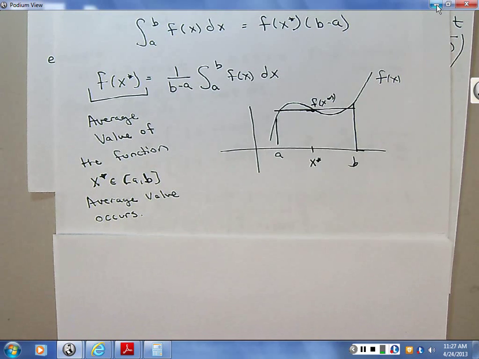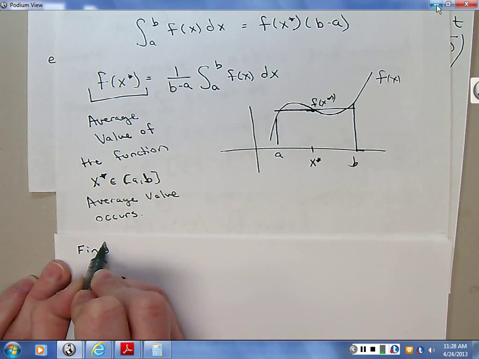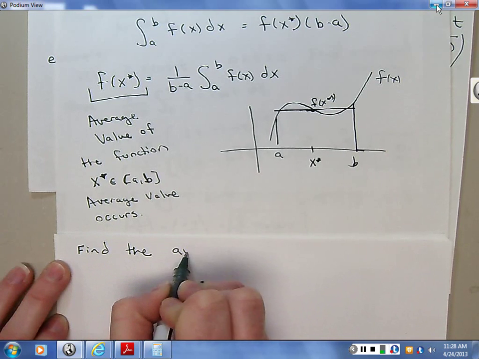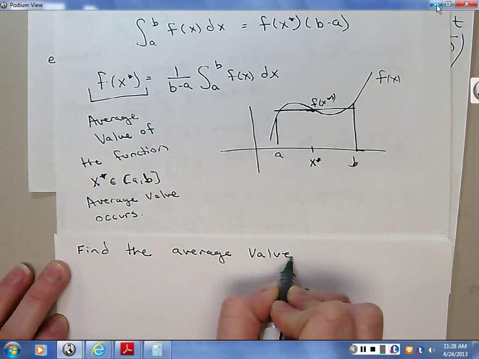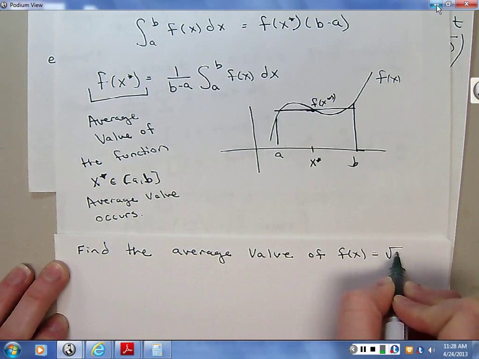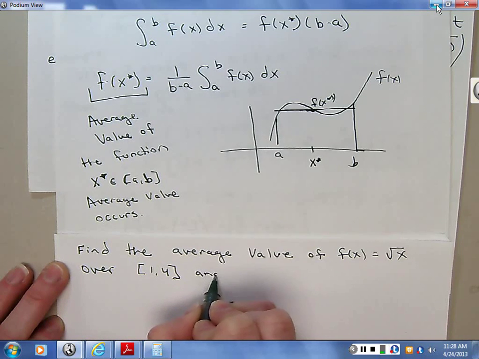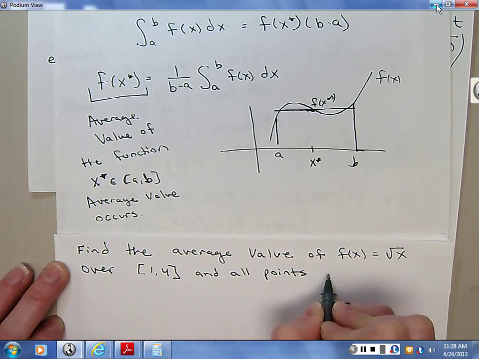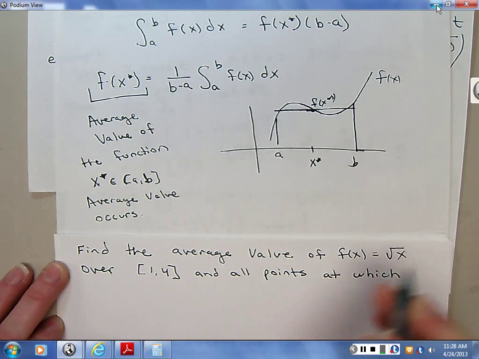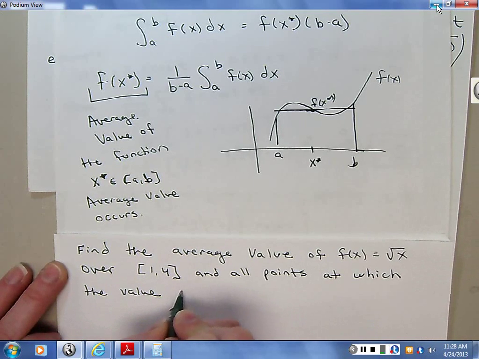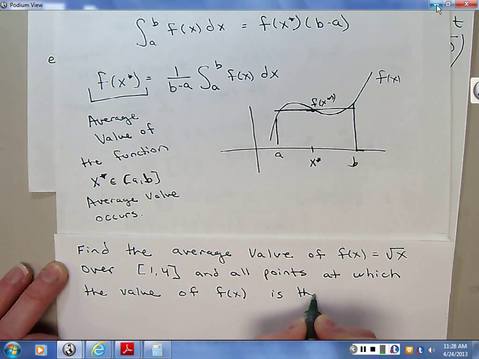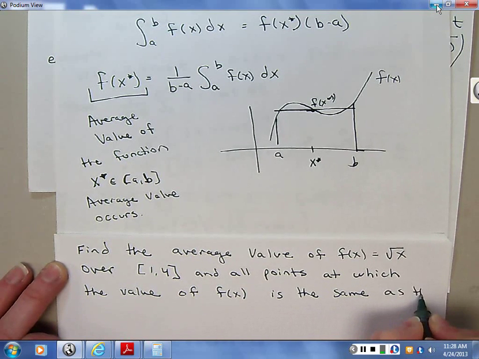So let's look at the example, the square root of x from, I think, 1 to 4. Okay, so find the average value of f of x equals the square root of x over 1 to 4, and all points at which the value of the function is the same as the average value.